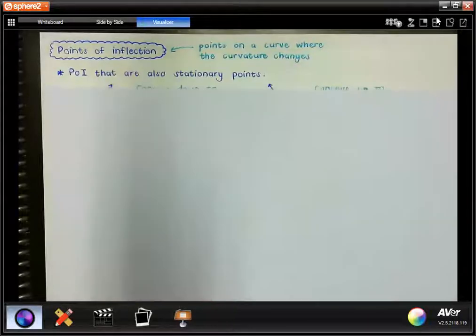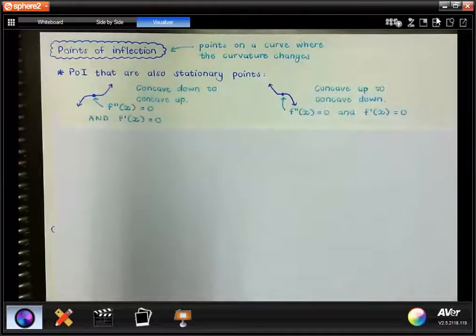All right, guys. We get different types of points of inflection. We remember that a point of inflection is where the second derivative is 0. So if they ask us to find the point of inflection, that's what we do. We make the second derivative equal to 0. But then we get points of inflection that are also stationary points.